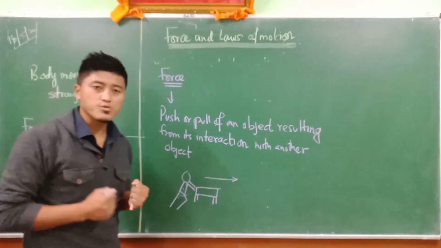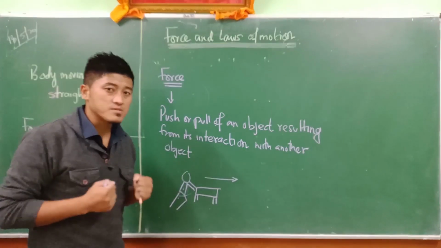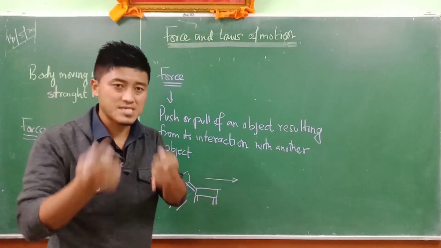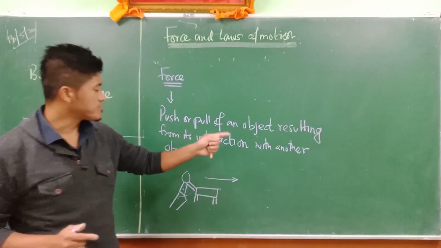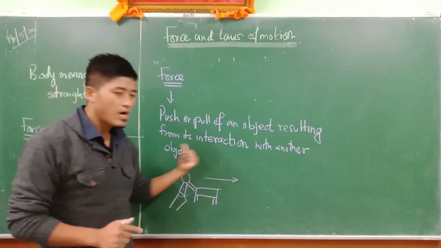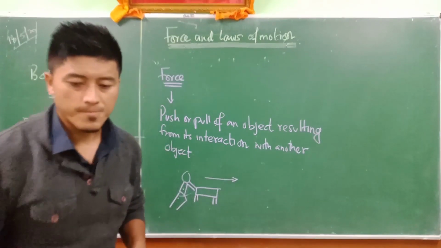In order for me to push a table, what is important is that there should be interaction between me and the table. In order for pull to happen, right? So push or pull of an object resulting from its interaction with another object, that is very, very important, right?